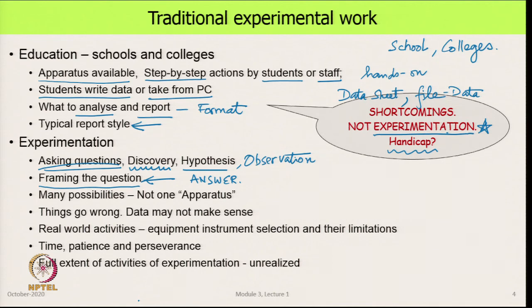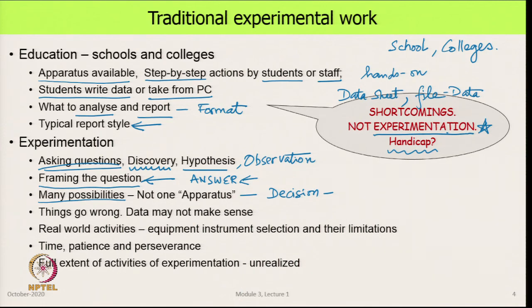The next thing that this school education does is that it gives you one apparatus to work with. In reality, there are many possibilities. We can answer this question with many designs of the apparatus. None of them are wrong, some of them are better. Which one to use? That depends on the experimenter's decision. So, at many stages here, we have to take a decision, and the decision has consequences.